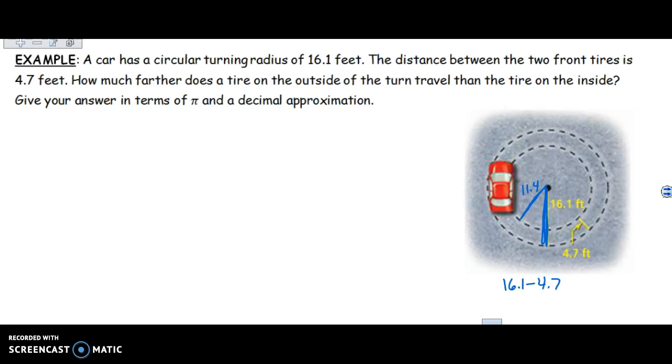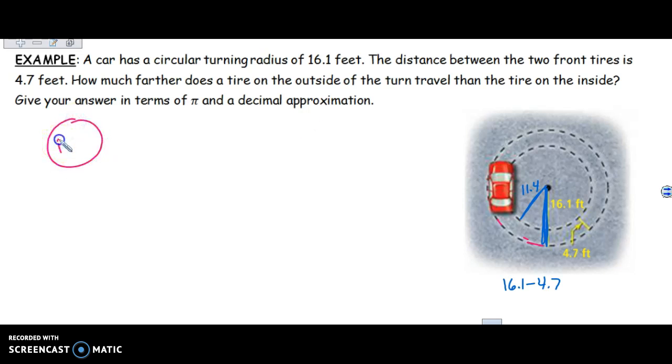Okay, so then what we need to do is find how much further the tire on the outside travels than the tire on the inside, because you know that the outside is making a bigger circle compared to the inside tire. It's saying if you drive the car in a circle, how much further is that big one going than the small one? It says to give your answers in terms of pi and a decimal approximation.